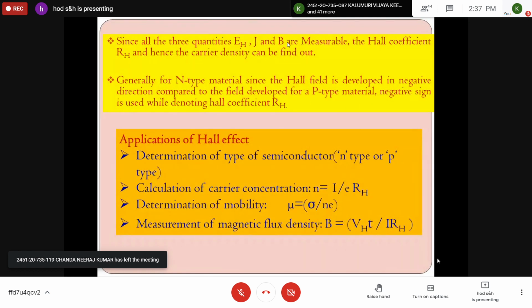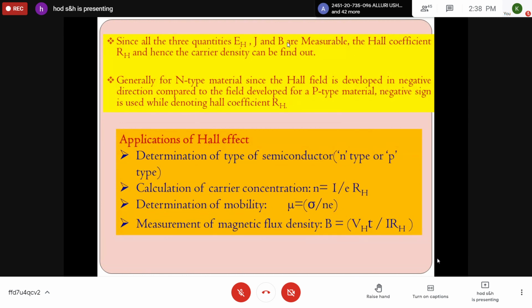So, the applications of the Hall effect: you can determine the type of a semiconductor, because with the negative sign or positive sign you can identify it. If it is N-type, you will get a negative sign, because all charge carriers will be accumulating at the bottom. So that is an N-type semiconductor. Like that you can determine a P-type semiconductor also. So the type of a semiconductor can be identified by the Hall effect, and also the carrier concentration can be calculated. RH is equal to 1 by Ne, or n is equal to 1 by e into RH. From that we can also determine the mobility.